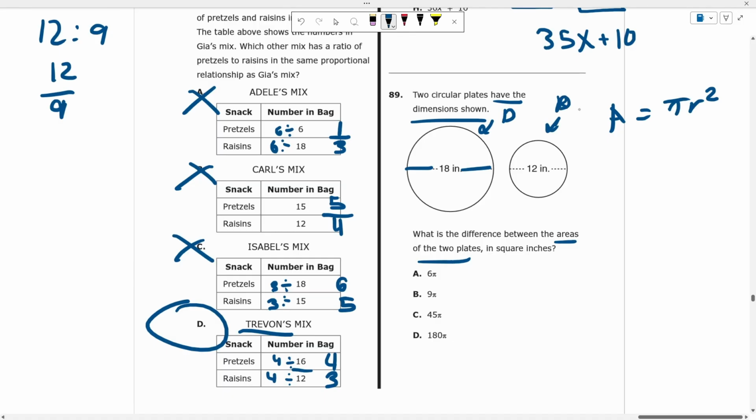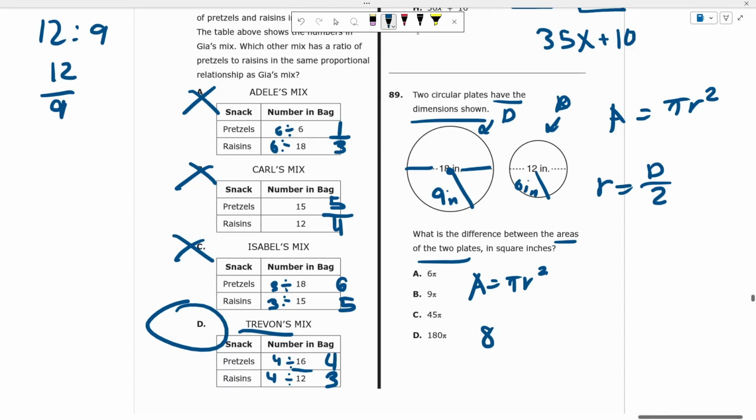We know that a diameter is the same thing as saying 2 times the radius, or that radius is equal to just the diameter divided by 2. So the radius of this is going to be 9 inches, and the radius of this is going to be 6 inches. So if A is equal to pi r squared, the area of this one is going to be 81 pi, and the area of this is going to be 36 pi, and the difference is going to have to be 45 pi.